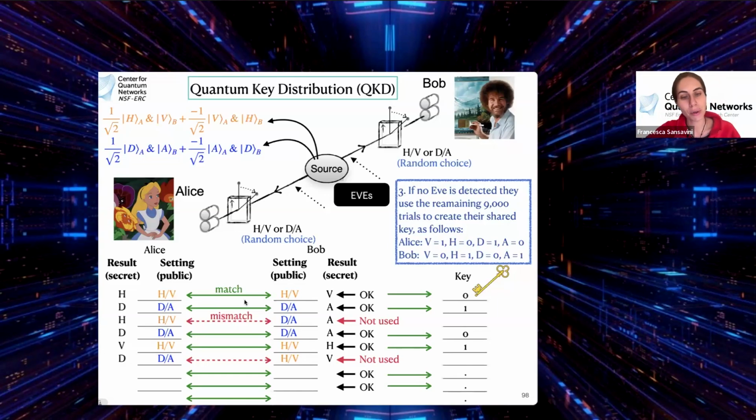If you look at the first row, because they have shared their settings, they know that both have used HV. Alice has H. She doesn't share this, but she has H, so she will write 0. Bob has V, so he will also write 0, because this is what Bob does: when he has V, it's 0, and Alice's H is going to be her 0. In this way, they build their key made of zeros and ones, following their own secret results.